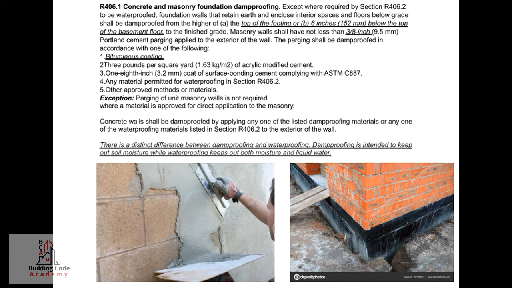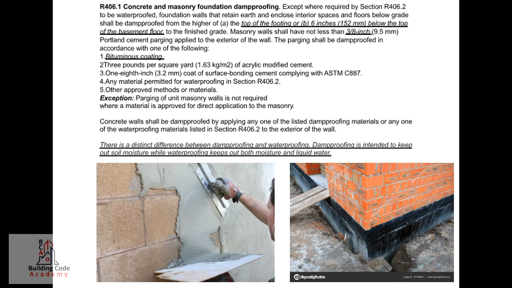R406.1 Concrete and masonry foundation damp proofing. Except where required by Section R406.2 to be waterproofed, foundation walls that retain earth and enclose interior spaces and floors below grade shall be damp-proofed from the higher of A, the top of the footing, or B, 6 inches, 152 millimeters, below the top of the basement floor, to the finished grade. Masonry walls shall have not less than 3/8 inch, 9.5 millimeters, Portland cement parging applied to the exterior wall. The parging shall be damp-proofed in accordance with one of the following.